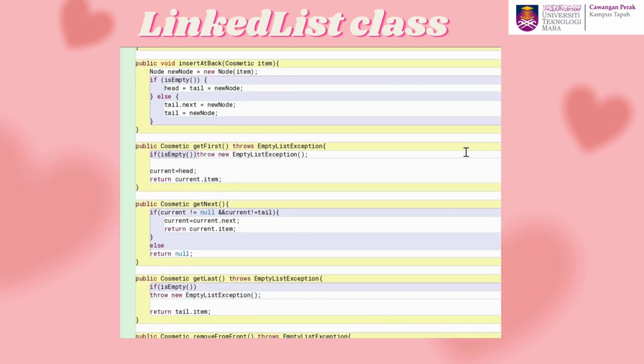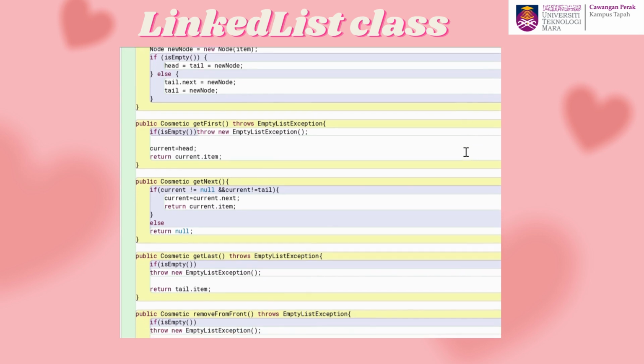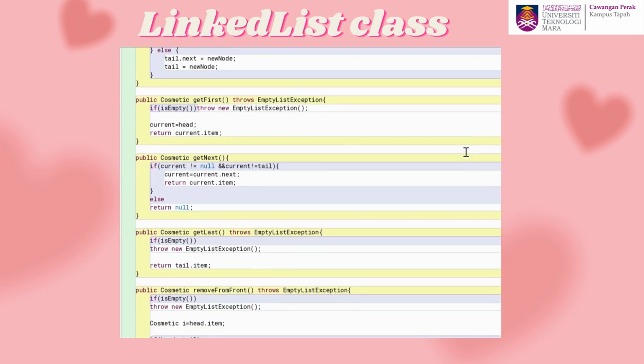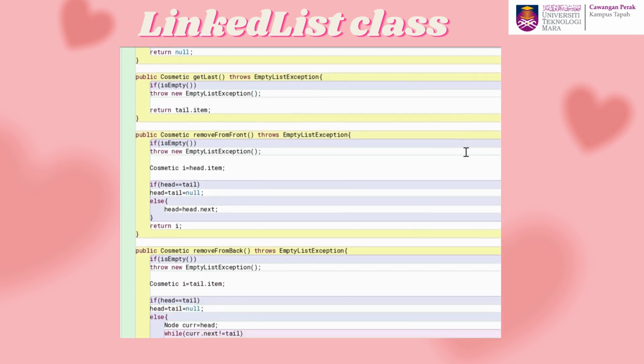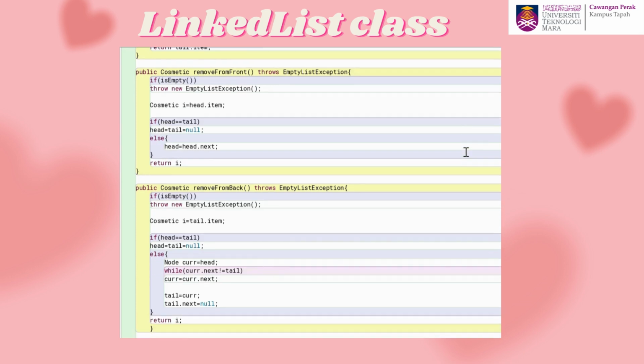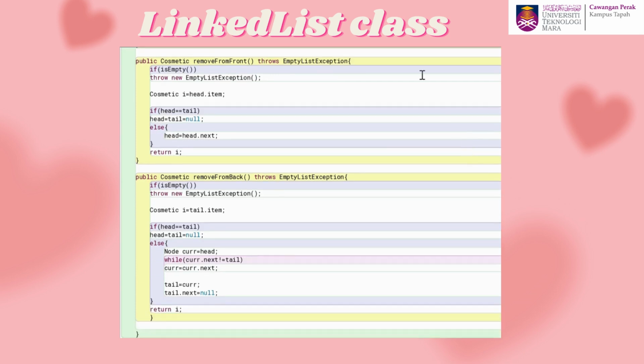These methods remove items from the list. Remove from front deletes the first item. Remove from back deletes the last item. Overall, this linked list class helps store, retrieve, and manage multiple cosmetic items in a custom list structure.